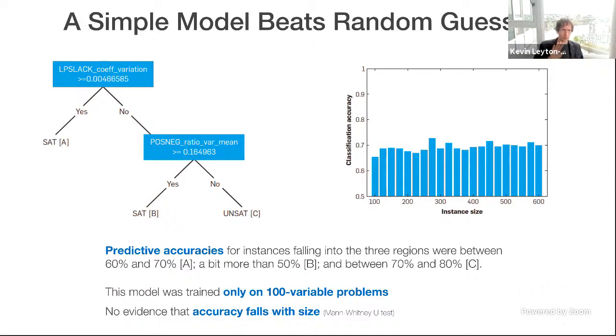So here's what the model did. Let me just say what's on this slide. Let me stress to you, we trained this model only on 100 variable problems, and then we evaluated it on problems going all the way up to 600 variables. And we saw no evidence that accuracy fell with size. In fact, if anything, accuracy seemed to improve very slightly with size.